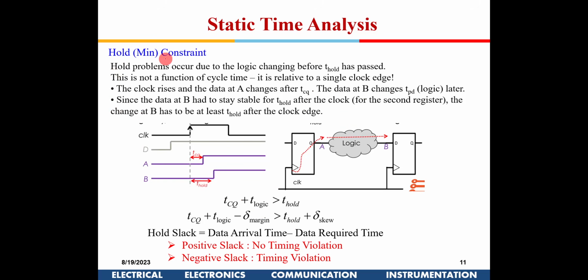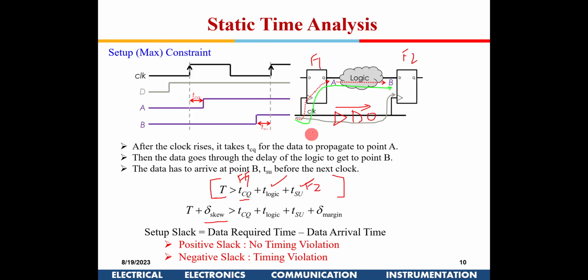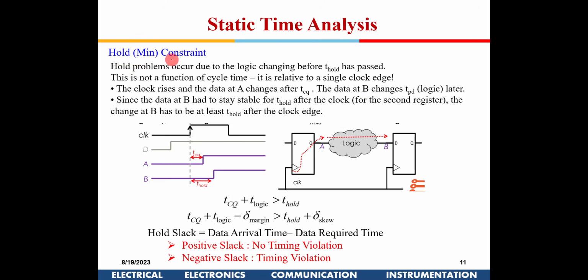Similarly, I can have a hold constraint. Now, a hold constraint has nothing to do with the clock period. For a circuit, I simply cannot look at it and tell whether there is a setup constraint or not, because it depends on the frequency. So there is a T involved in the computation of the setup constraint, whereas for the hold constraint, it has nothing to do with the time period of the switching operation.